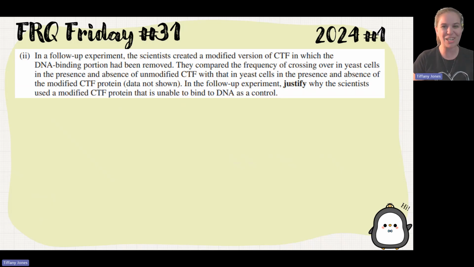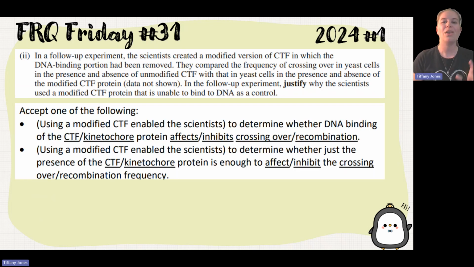In the follow-up experiment, justify why the scientists used the modified CTF protein that is unable to bind to the DNA as a control. So using the modified one is going to allow us to compare to see whether it's inhibiting our crossing over, whether it's going to change how much crossing over is taking place. So to determine whether just the presence of the protein is enough to inhibit the crossing over or modify the recombination frequency. So we need to see, did that specific material in there have an effect?